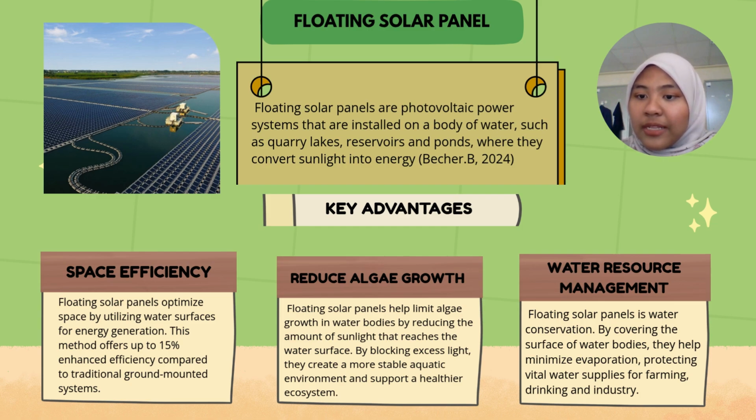Next is reduced algae growth. Floating solar panels help limit algae growth in water bodies by reducing the amount of sunlight that reaches the water surface. By blocking excess light, they create a more stable aquatic environment and support a healthier ecosystem. And the last one is water resource management. Floating solar panels help with water conservation. By covering the surface of water bodies, they help minimize evaporation, protecting vital water supplies for farming, drinking, and industry.